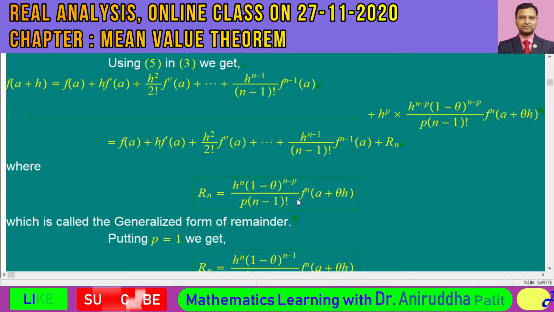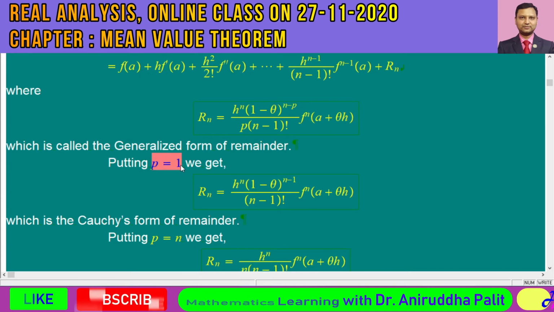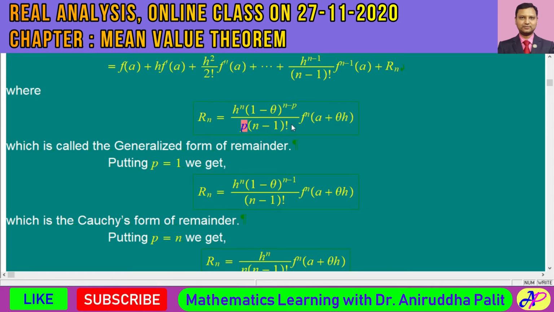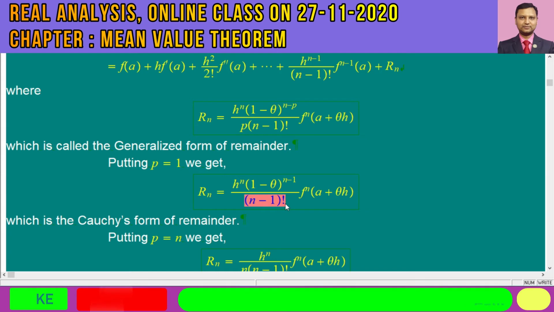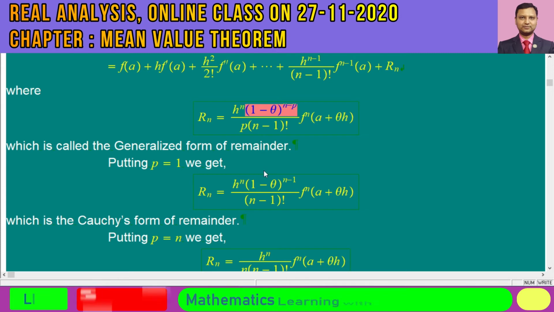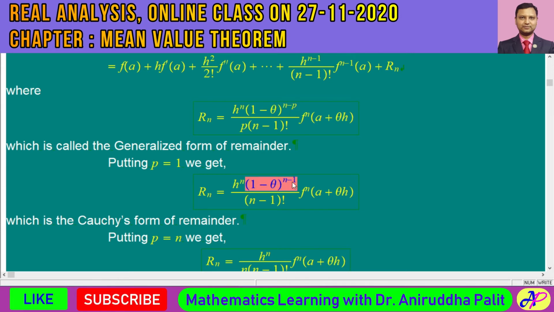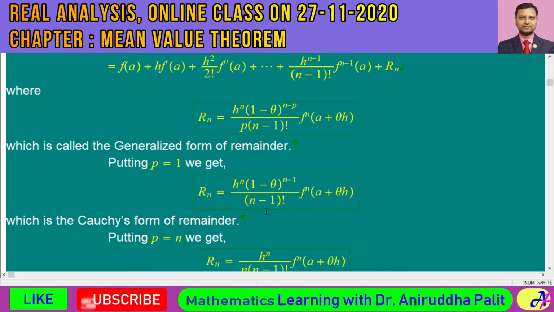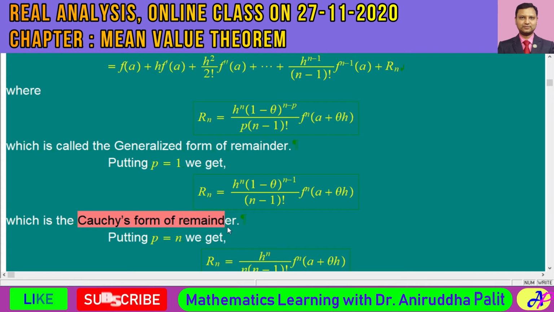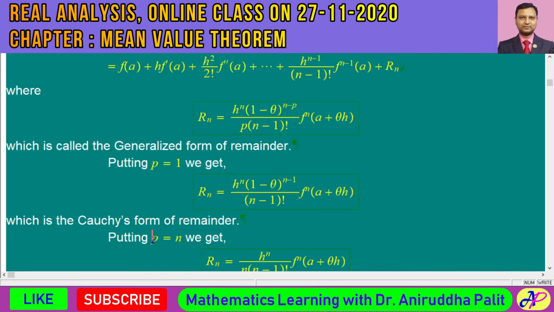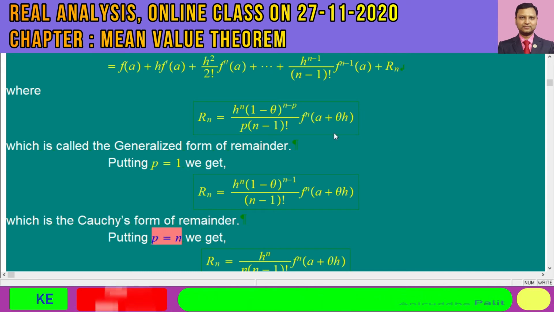Now in this expression, if you put p is equal to 1, what you observe, just for p is equal to 1, on the denominator we will have factorial of n minus 1, fine, but in the numerator, this 1 minus theta to the power of n minus 1 would be there, and the remaining portion does not change. Okay, and this is called the Cauchy's form of remainder after n terms. And if you put p is equal to n, p is a positive integer, so we can put p is equal to n.